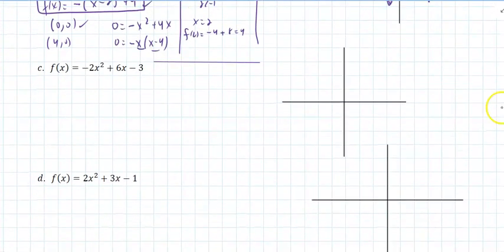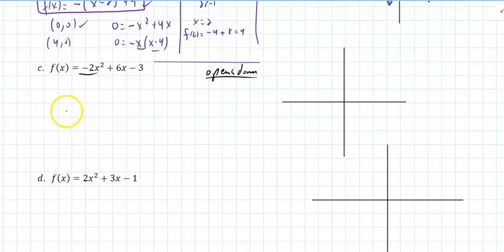Alright. Same deal here. Well, I know that this opens down. Okay, I have a good idea. So let's see how this works. Now, I know it crosses at 0, negative 3. Do we all see that? 0 for x, that's gone, it's right there. The y-intercept in any function is the simplest point.